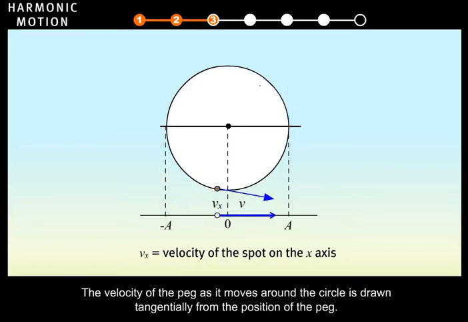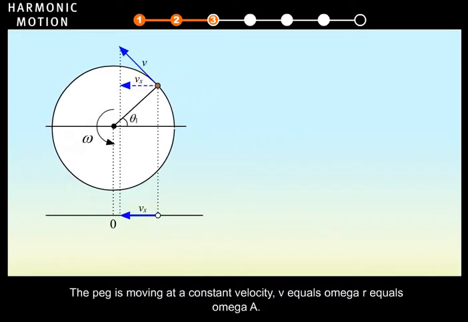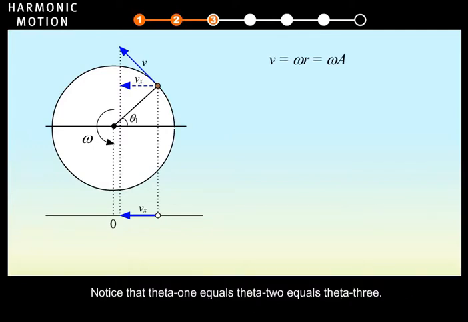Velocity of the peg as it moves around the circle is drawn tangentially from the position of the peg. The peg is moving at a constant velocity v equals omega r equals omega A. Notice that theta 1 equals theta 2 equals theta 3.